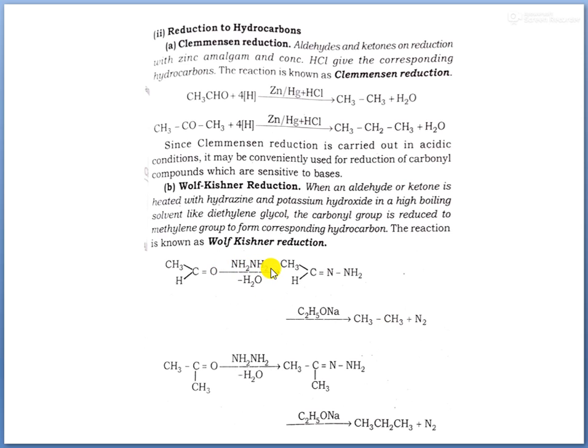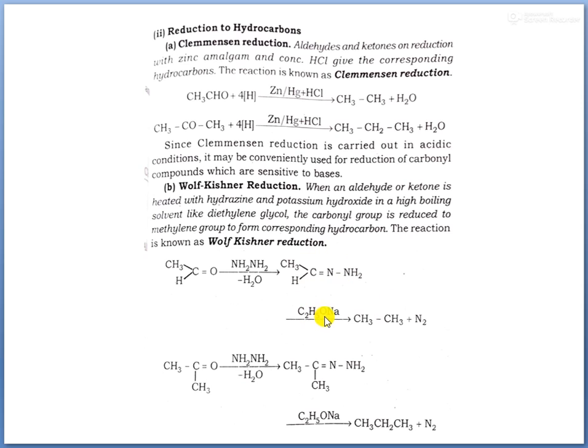In the first step, when hydrazine reacts with the aldehyde or the keto group, the C=O bond is converted. The oxygen and two hydrogens from the hydrazine condense and leave as a water molecule, and the C=N-NH2 compound is formed. This is the product here, C=N-NH2.